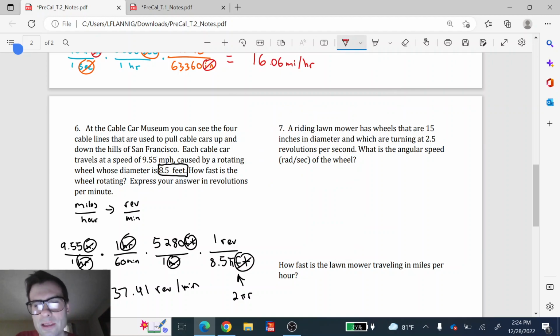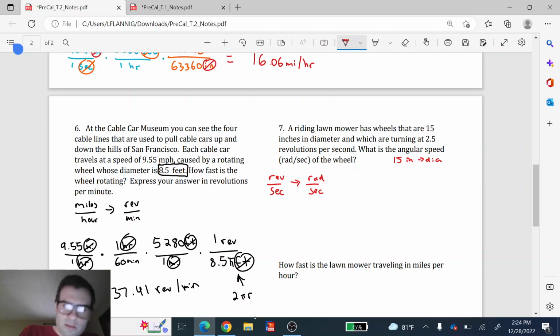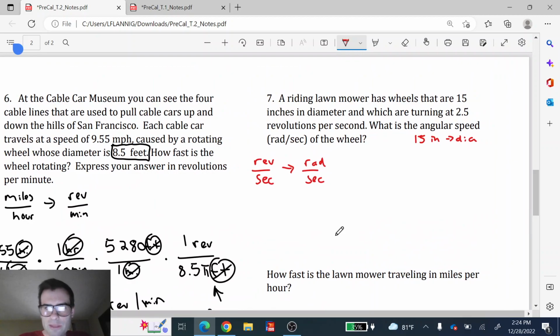And the last one says a riding lawnmower has wheels that are 15 inches in diameter, and they're turning at 2.5 revolutions per second. So I know I have revolutions per second right now, and I am trying to get to radians per second. So we just have to convert revolutions to radians then. We know 15 inches is the diameter. All right, so we start out with 2.5 revolutions every 1 second.